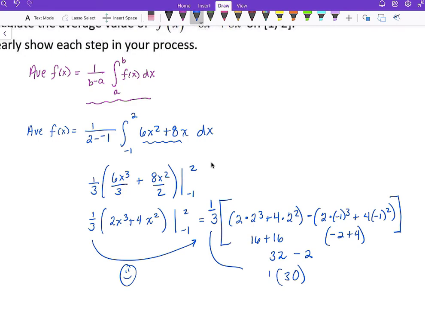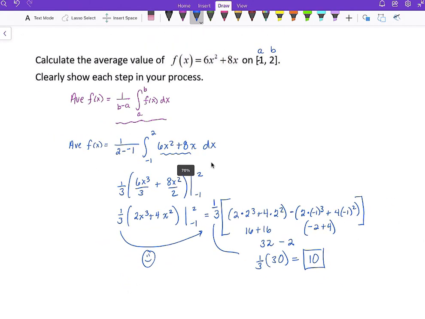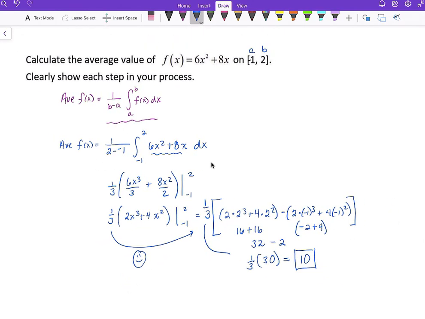Don't you hate it when you get a tough calculus problem, you do everything right, and then you mess up the arithmetic at the end? Okay, so we should end up with a nice average value of 10. So that's how you work through this average value problem.